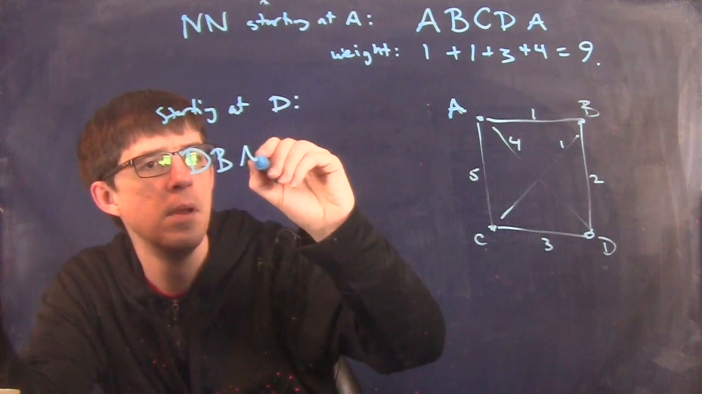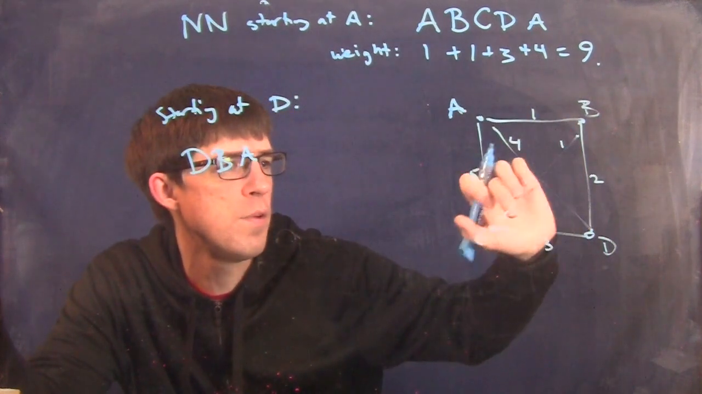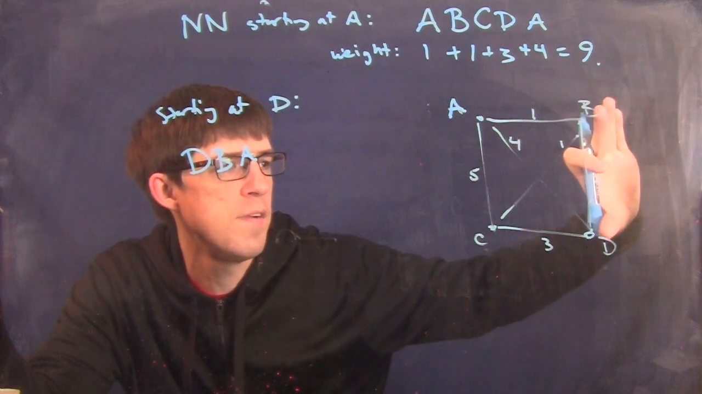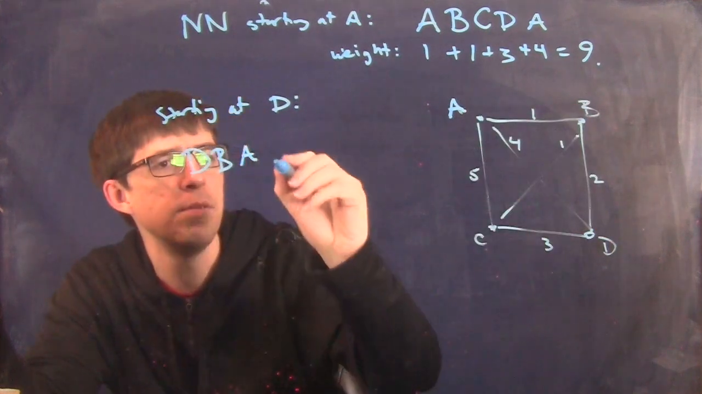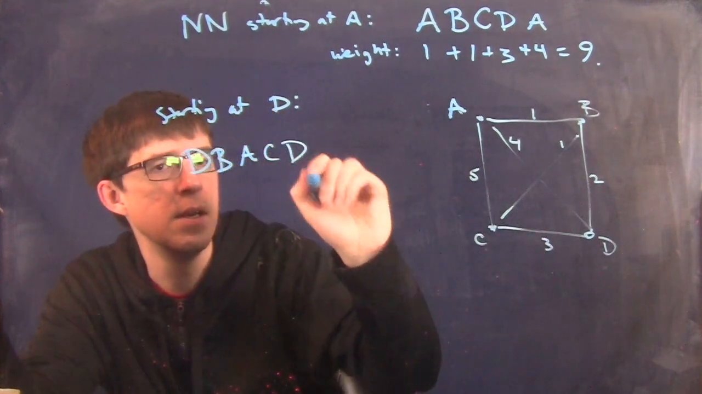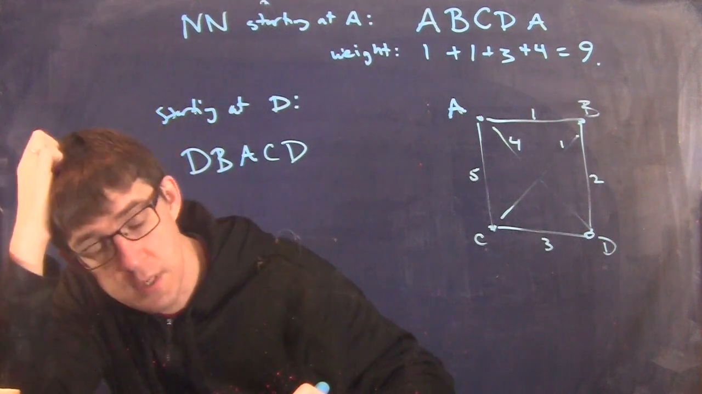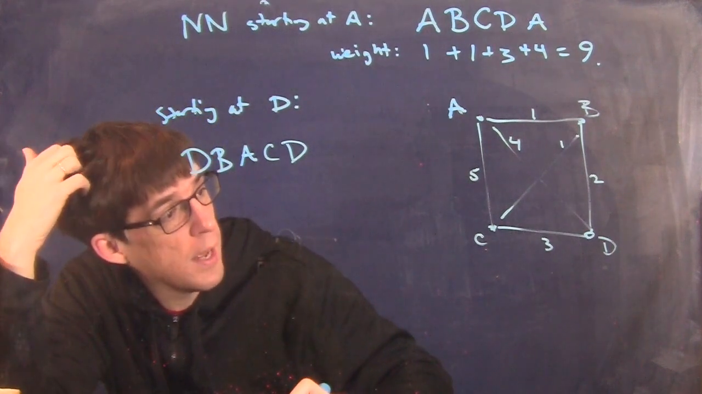All right. So from A, my choices are the 1, the 4, the 5. I can't do the 1 or the 4 because I've already been to B and D, so I must do the 5, which goes to C. And then from C, I have to go back to D because then I'll be done. All right, so this is the result if you do the nearest neighbor algorithm starting at D.